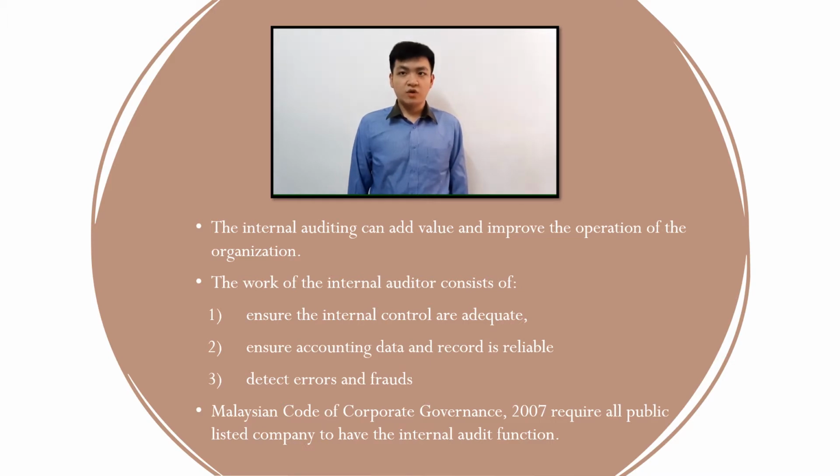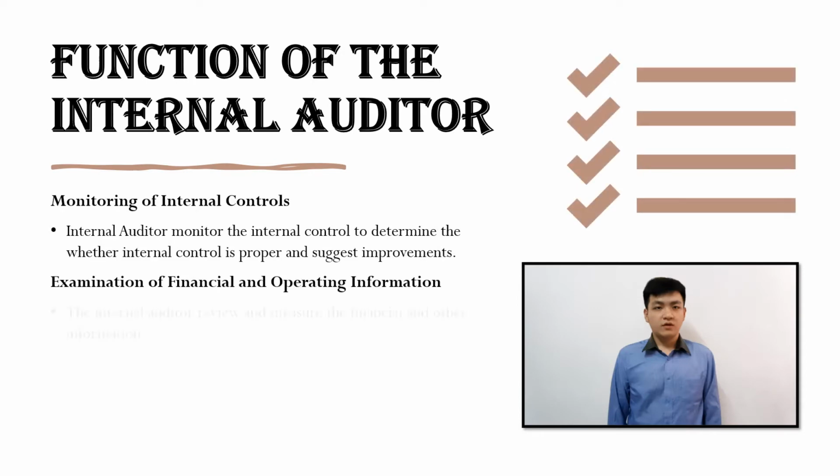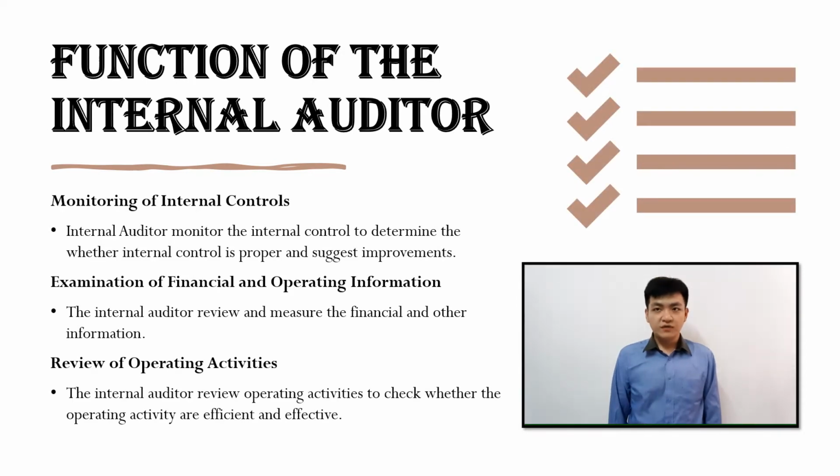The Malaysian Code of Corporate Governance 2007 requires all public listed companies to have the internal audit function. The function of the internal auditor consists of monitoring of internal control. The internal auditor monitors the internal control to determine whether the internal control is proper and suggests the improvements. The second function is the examination of financial and operating information. The internal auditor reviews and measures the financial and other information. The next is the review of operating activities, where the internal auditor reviews operating activities to check whether the operating activities are efficient and effective.